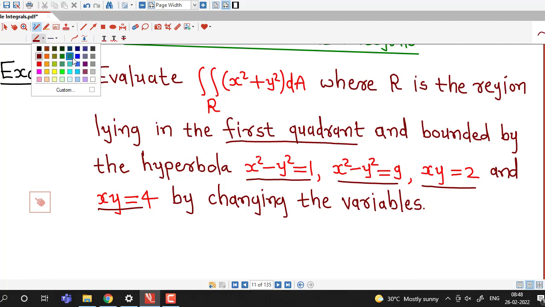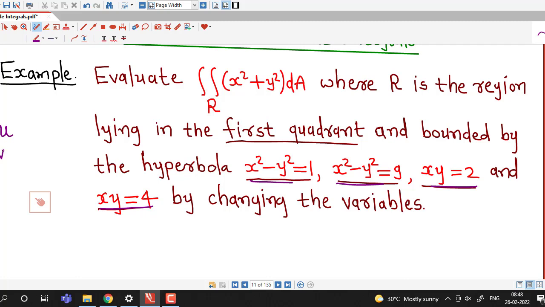So here we are given the region R, which is bounded by these four hyperbolas, and from these equations we may have the idea about the substitution or about the transformation of variables. Here variables are x and y, and we have to change these variables to new variables u and v. So what will be the expressions for u and v in terms of x and y, that we can have the idea from the given curves.